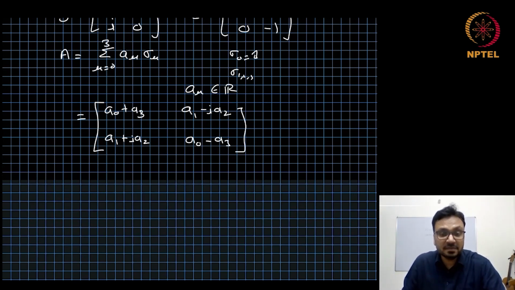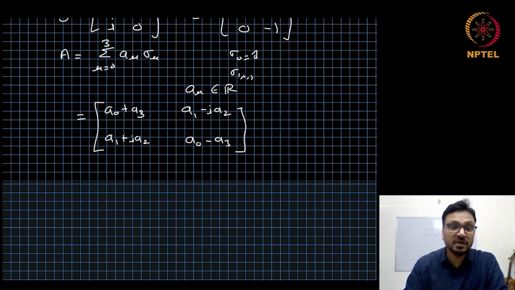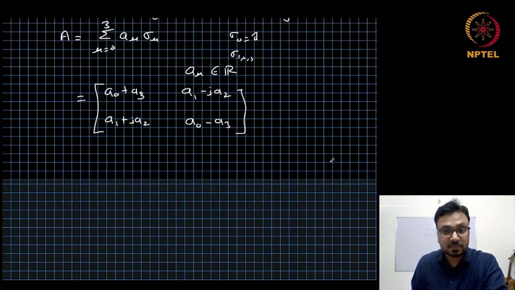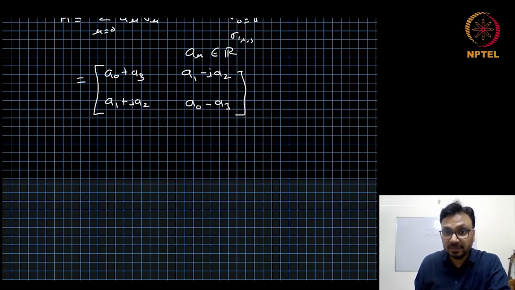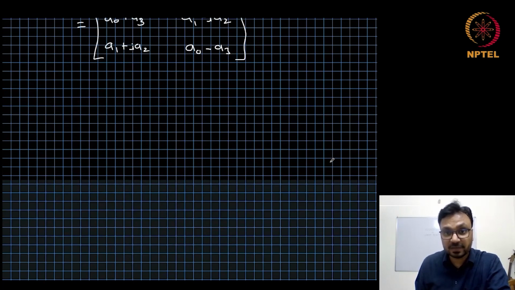We can see that once A1, A2, A3, and A0 are real, then this is a Hermitian operator. And we can also see that if we are given an arbitrary Hermitian operator, we can always find A0, A1, A2, and A3 for that operator. So this becomes the representation of a Hermitian operator, or decomposition of a Hermitian operator in terms of Pauli matrices.